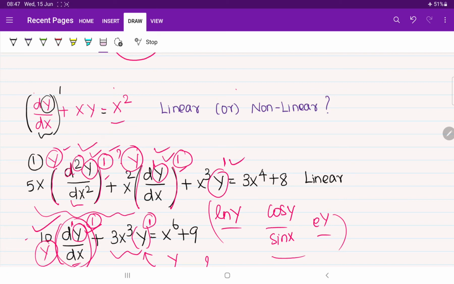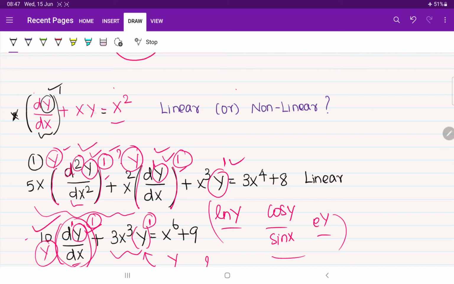Don't talk about any other variable. Other variable means here you can keep x or any other constant, 10, 5, whatever. You can keep any variables, but you should not keep this variable y. Just keep your attention with only the differentiation variable.